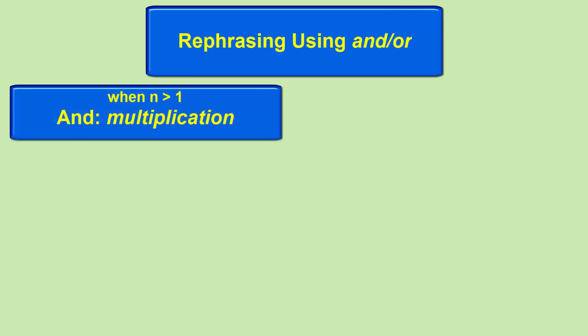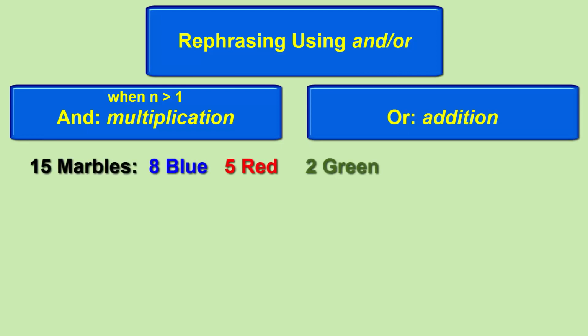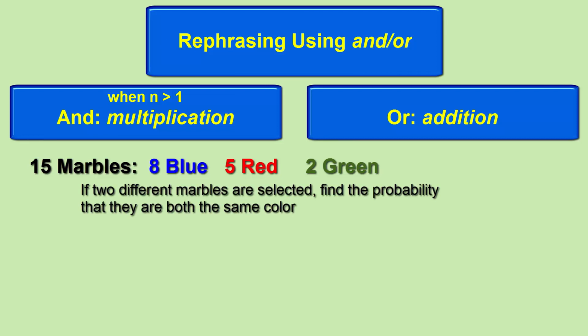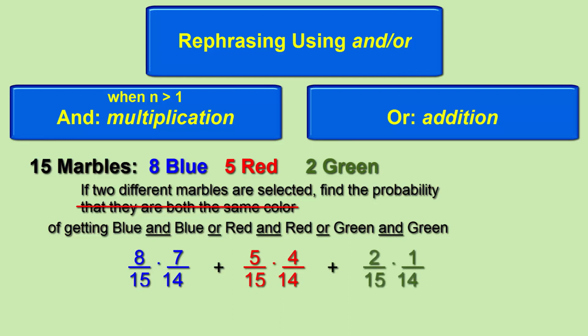When selecting more than one thing, the word and implies multiplication, no longer intersection, and the word or always suggests addition. See how this can help in the marble setting. If two different marbles are selected, find the probability that both are the same color. We would rephrase the possibilities by saying, find the probability of getting blue and blue, or red and red, or green and green. How simple. And implies multiplication, or implies addition.